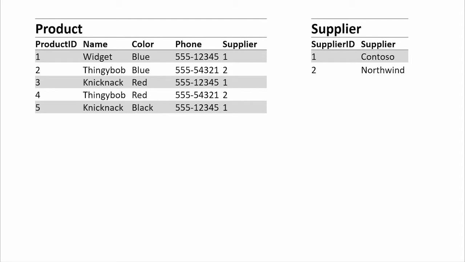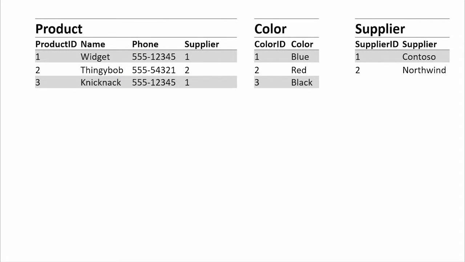And we could even do that with some of the other columns, couldn't we? We could do that with color. Yep, absolutely. We've got the same problem with color. So we can go ahead and do that. And again, we split that out. So we've now got our color table and we've got our product table.